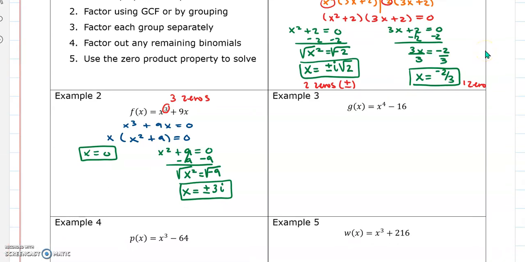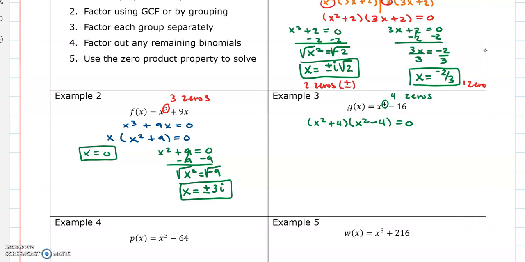All right, now example 3. Notice you have a fourth power, so we should have 4 zeros. Again, this looks like a difference of squares. Again, perfect squares. So I could have x squared plus 4 and then x squared minus 4 equals 0.